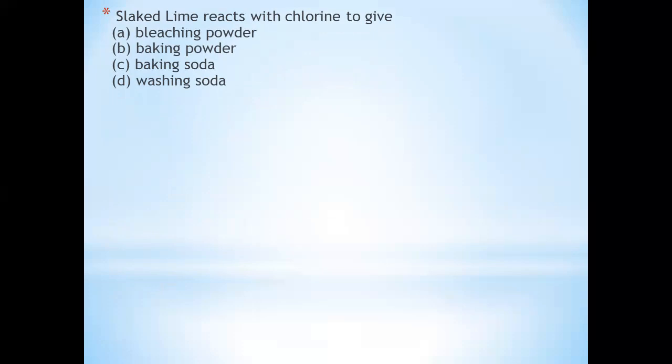Slaked lime reacts with chlorine to give: first option, bleaching powder. Second option, baking powder. Third option, baking soda. D option, washing soda. Slaked lime, calcium hydroxide, Ca(OH)2 plus Cl2. And the correct option is A, bleaching powder.